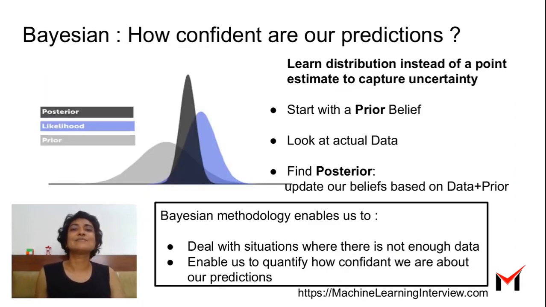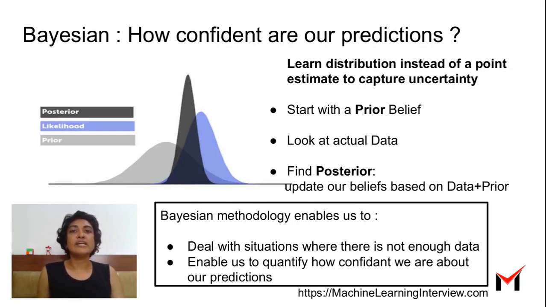So what is Bayesian modeling? Just to recap once again. Bayesian modeling enables us to handle uncertainty by learning a distribution instead of learning a single value for unknowns in our model. So in this case, instead of learning a single value for the weight through gradient descent, we want to learn a distribution over these weights.